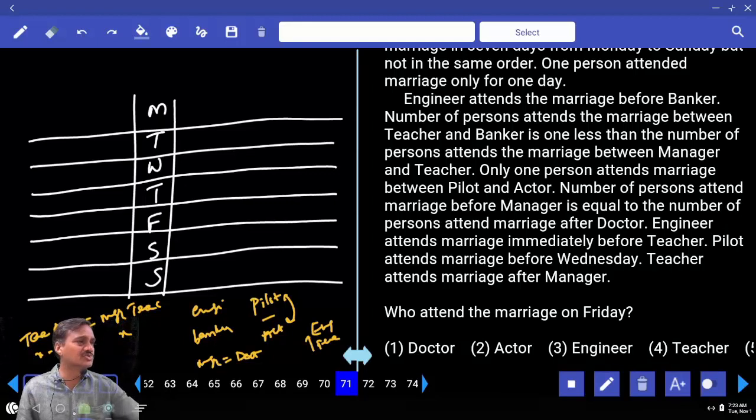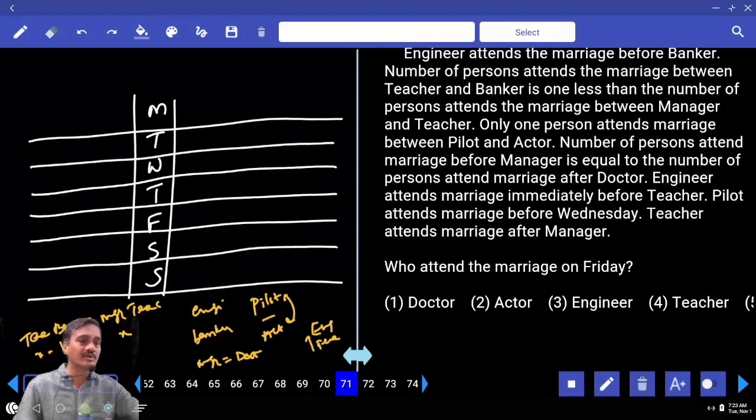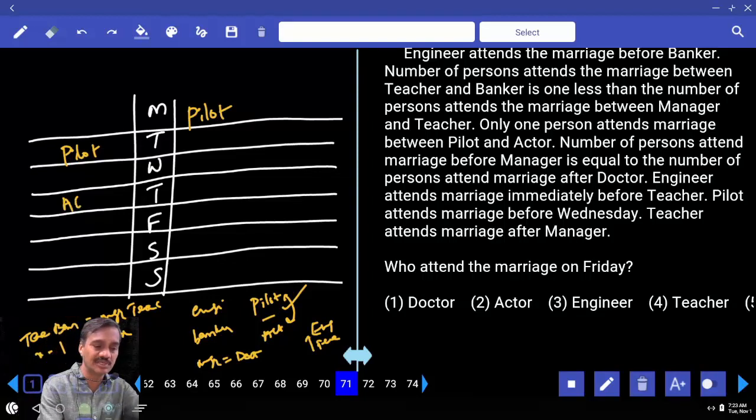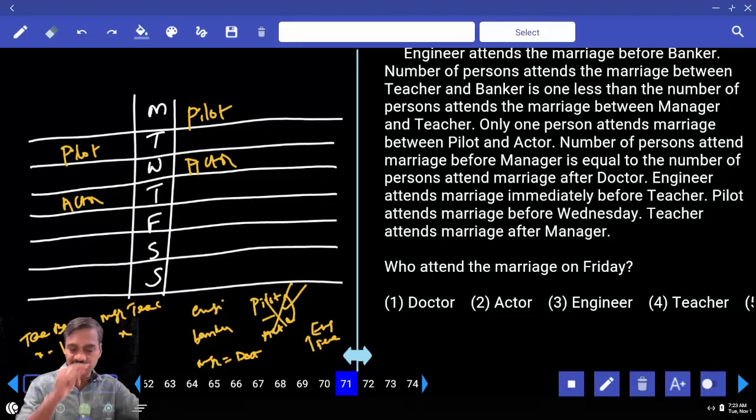Now as of now there is no definite information given. Hence we are writing this one, representing the statement separately. And pilot attends the marriage before Wednesday. Now pilot before Wednesday, how many possibilities do we have? 2 possibilities. This pilot can be either on Monday or on Tuesday. Then here we get some definite information. Now between pilot and actor there must be exactly 1 person. Right? Pilot and actor, 1 person between these 2.